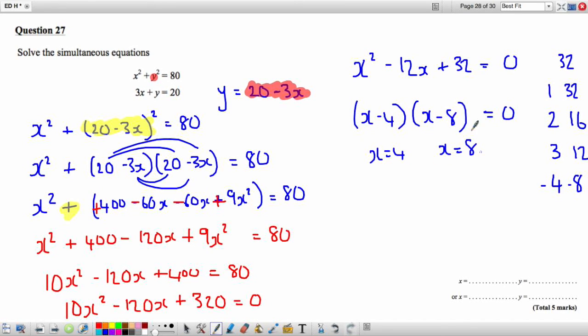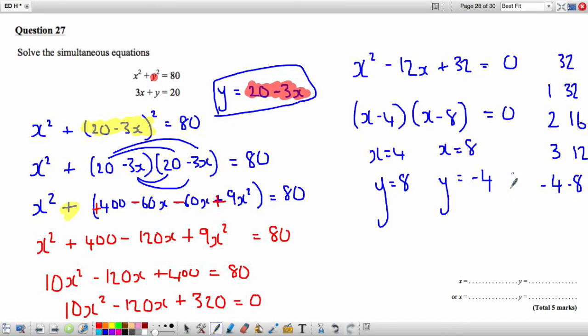Substituting these now into our rearranged equation here, we can then find the value for y, which corresponds. So here we have 20 subtract 4 times 3 is 12, which gives us 8. And here 20 subtract 3 multiplied by 8, which is negative 24, which gives us minus 4. So here we have our two values for x, 4 and 8, and our two values for y, 8 and negative 4.